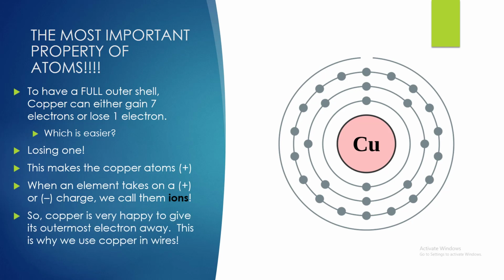So copper is very happy to give its outermost electron away, and this is why we use copper in wires. Because copper is so easy to get electrons from, we use them in wires because electricity is all about moving electrons, taking them away from atoms and moving them around. There are other atoms that are even easier to take their electrons from. For example, silver is more conductive of electricity than copper, but as you can imagine, silver is much more expensive than copper. Copper is very abundant, which is one of the reasons why we use it instead of silver.